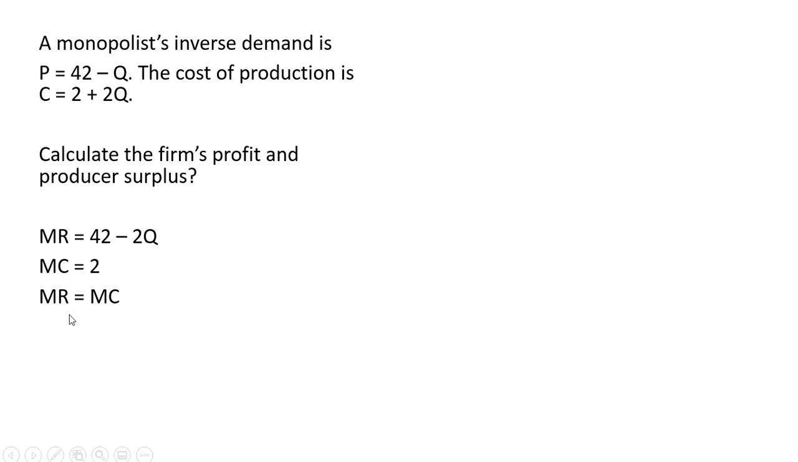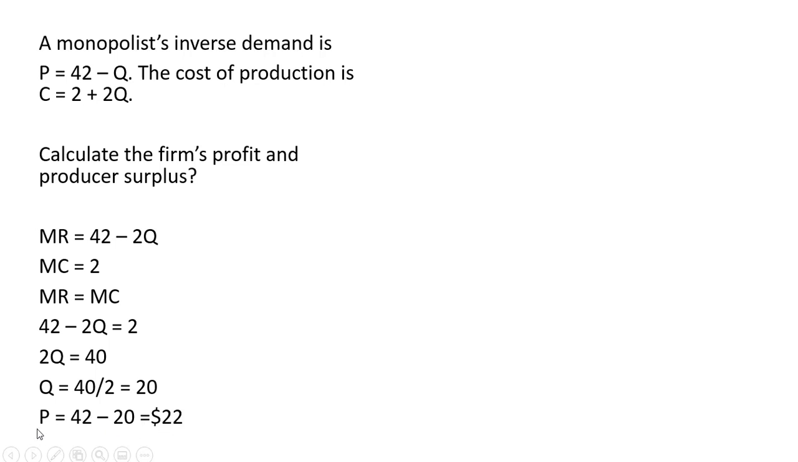For profit maximization, we're going to set marginal revenue equal to marginal cost. So after setting marginal revenue equal to marginal cost, we're going to solve for Q, subtracting 2 from both sides and dividing through by 2. The profit maximizing output is 20. To get the profit maximizing price, we're going to take this 20 and plug it back into the inverse demand. Doing that down here, the firm will charge a price of $22 per unit.